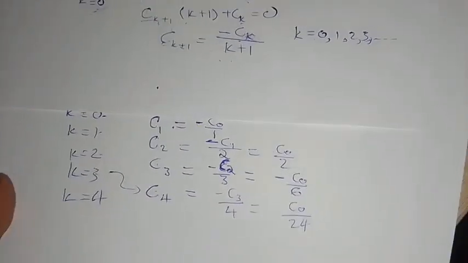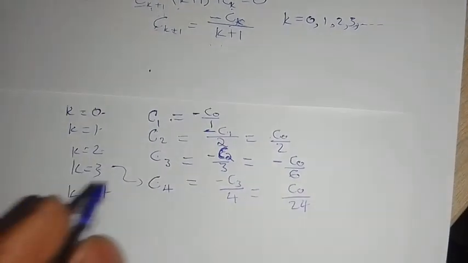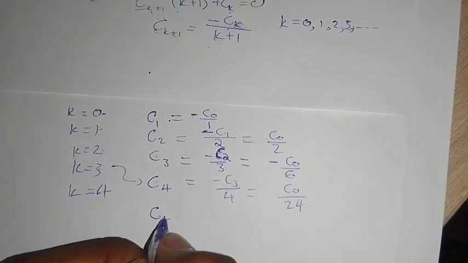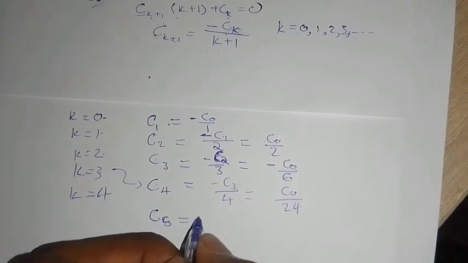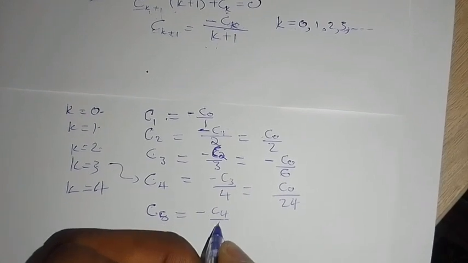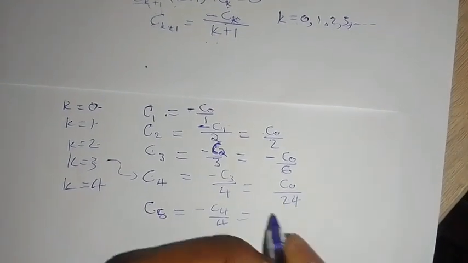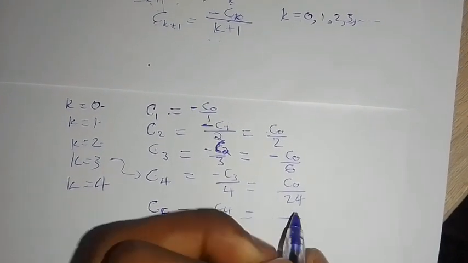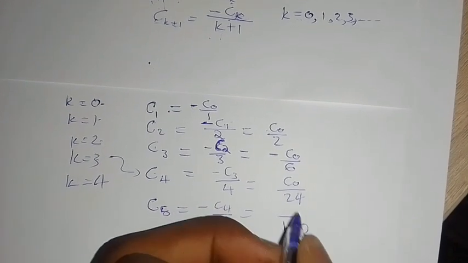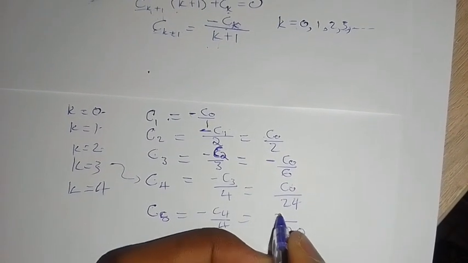But I think we can basically see the pattern here. We can go on and try for k equals 4. We have c5 equals negative c4 over 5. And then we just multiply 24 by 5, and we're just going to have 120 there. And then we have negative c0 over 120.